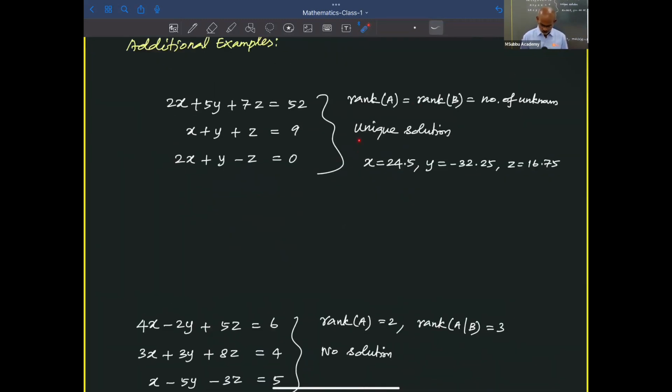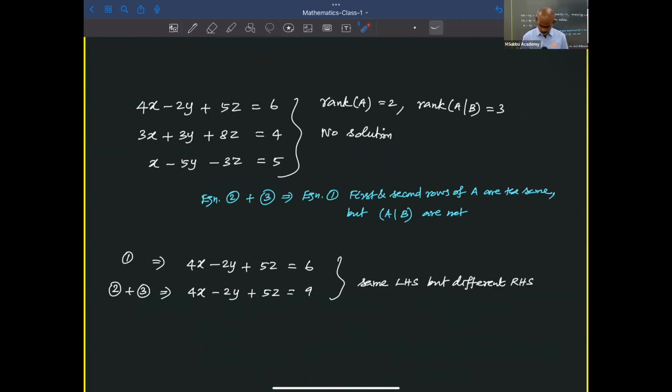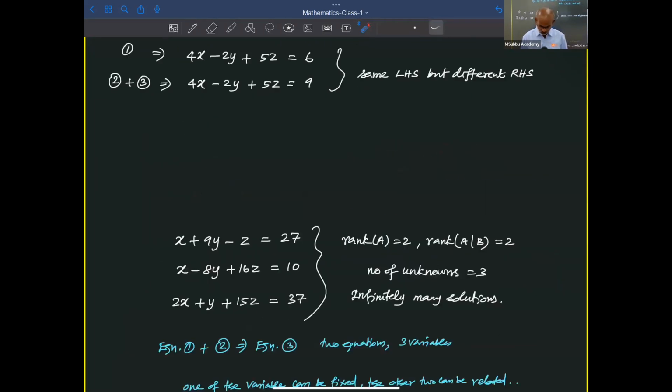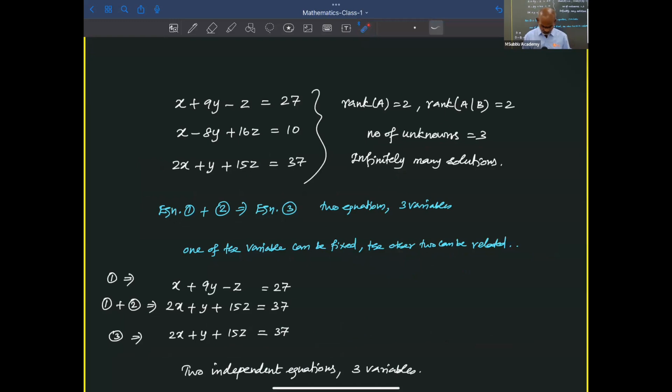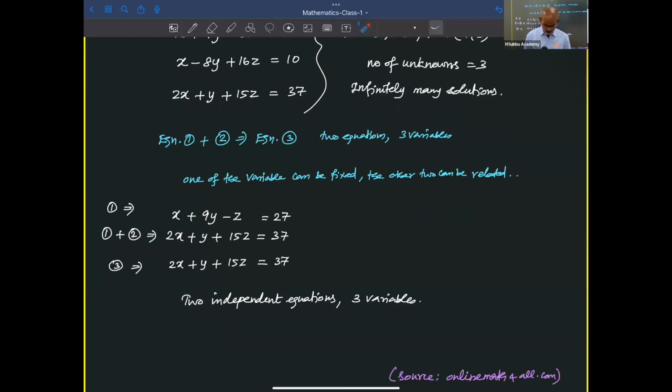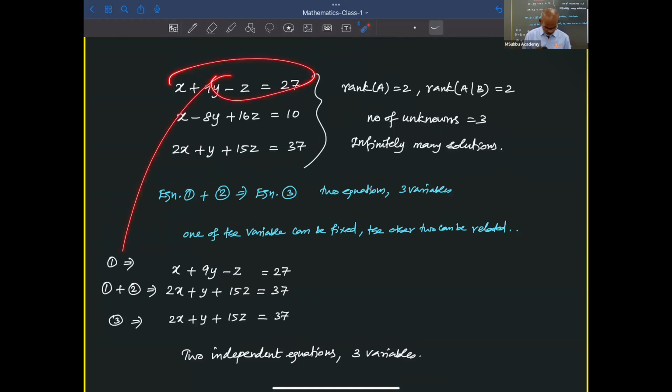Here, rank of A is less than rank of AB. And here we have both the things. If you solve this, this one equation as such you have, and if you add 1 plus 2, you have another equation. So 1 and 2 added give an equation that is simply resulting as equation 3. So 1, 2 and 3 are the same.